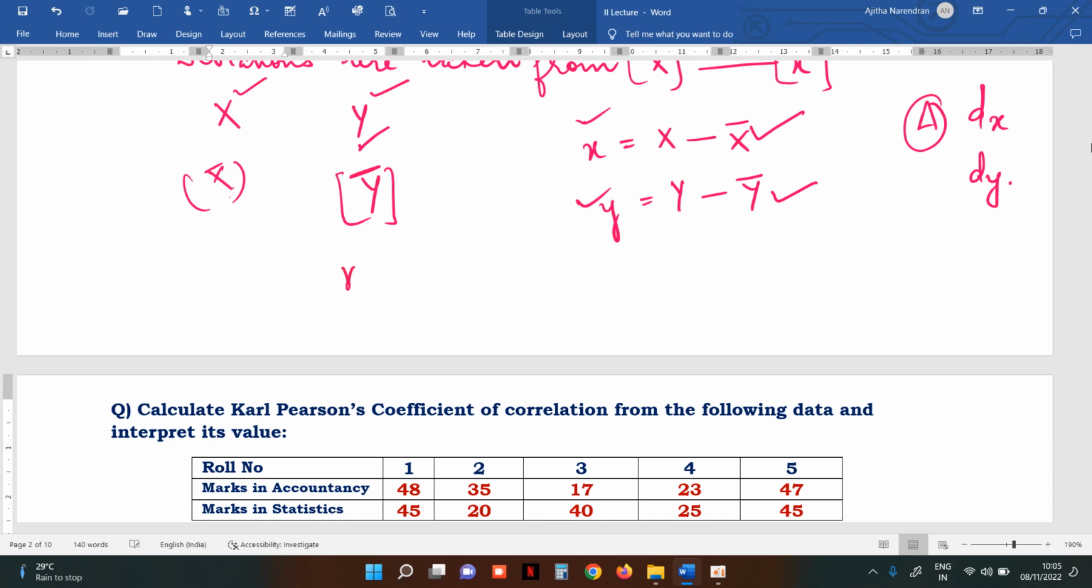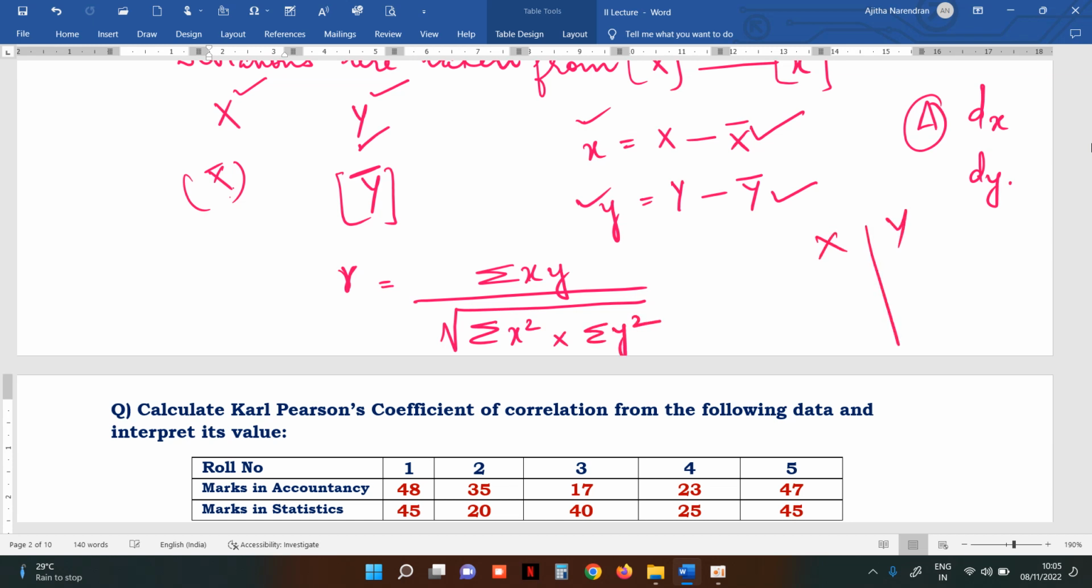Correlation is symbolized by r. The formula is very simple: summation of small x, small y, whole divided by the root of summation of small x square into summation of small y square. In the case of an individual series, x will be given, y will be given. You just total it and find the mean x bar, and total it and find y bar.